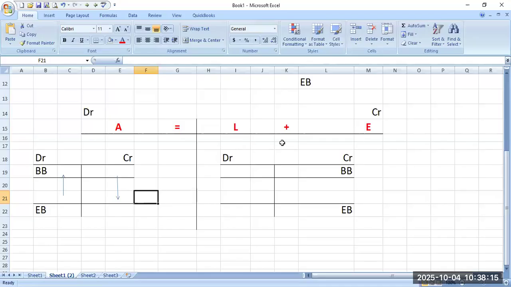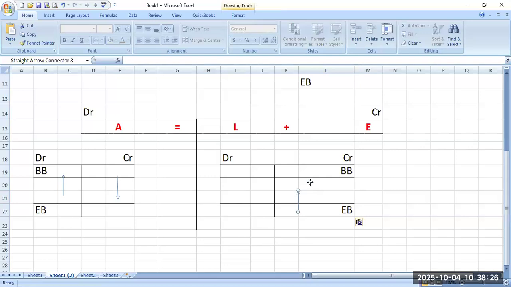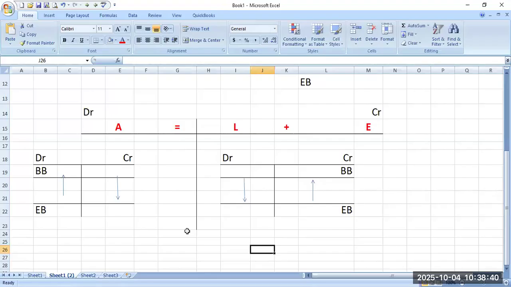Now, for the liability and equity, since the normal balance is credit, it works opposite. Every time I have a credit, that's going to increase my balance. And every time I have a debit, that's going to decrease my balance. So now, let's go back to our slides.